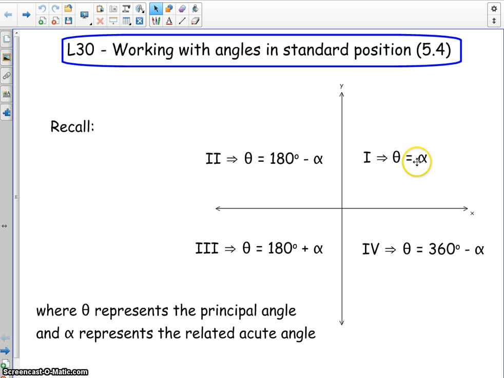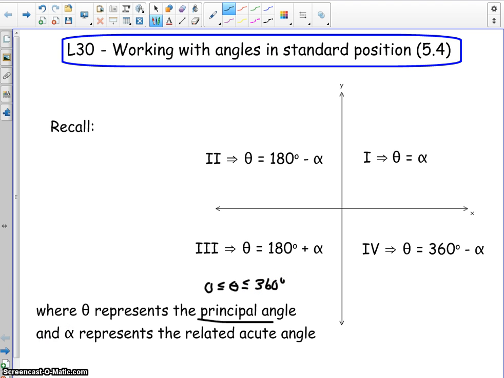Now we're going to be looking at angles again in the Cartesian plane, so we do have the four quadrants. Just to remember what these different definitions mean, if we're talking about a principal angle, we're talking about an angle that is between 0 and 360 degrees. Okay, so that would have to be a restriction of having a principal angle.